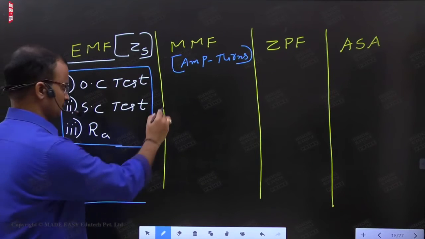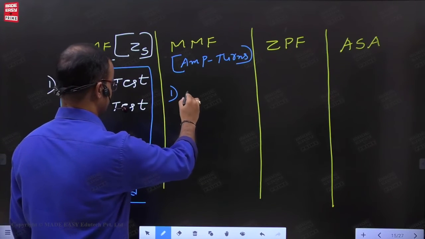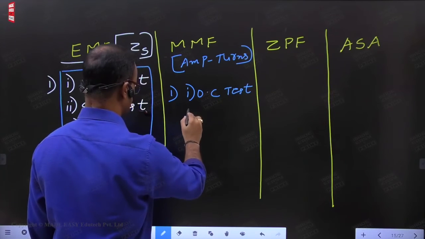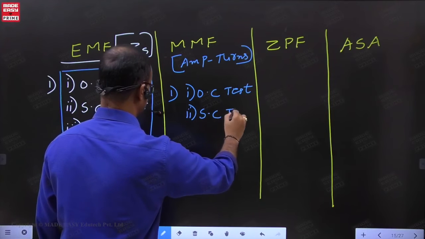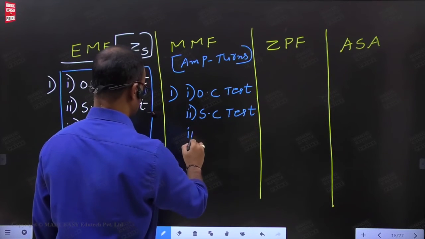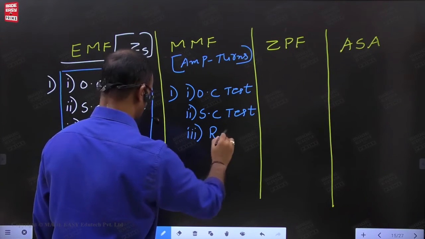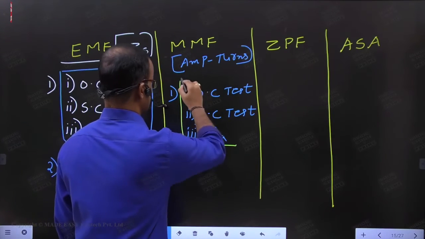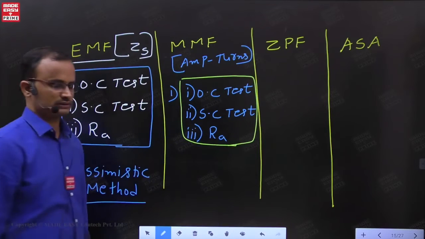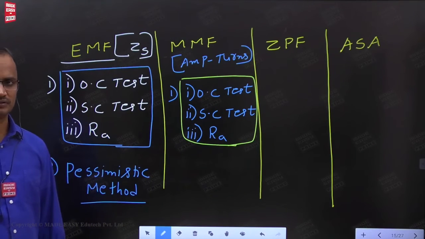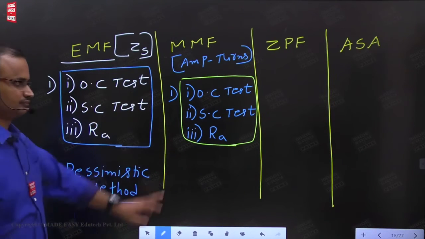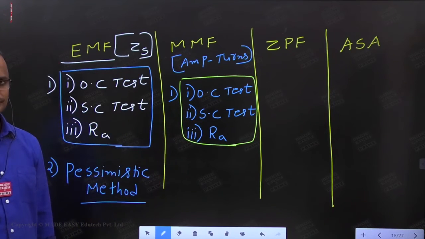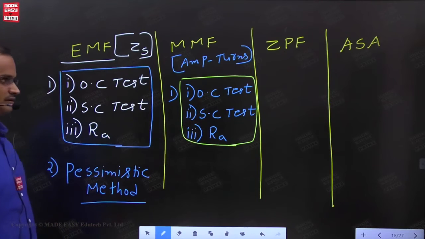Here again, the first question is the same as the previous one. To find regulation by using the MMF method, which test data is required? Here also, the answers are the same: OC test, SC test, and armature resistance test.